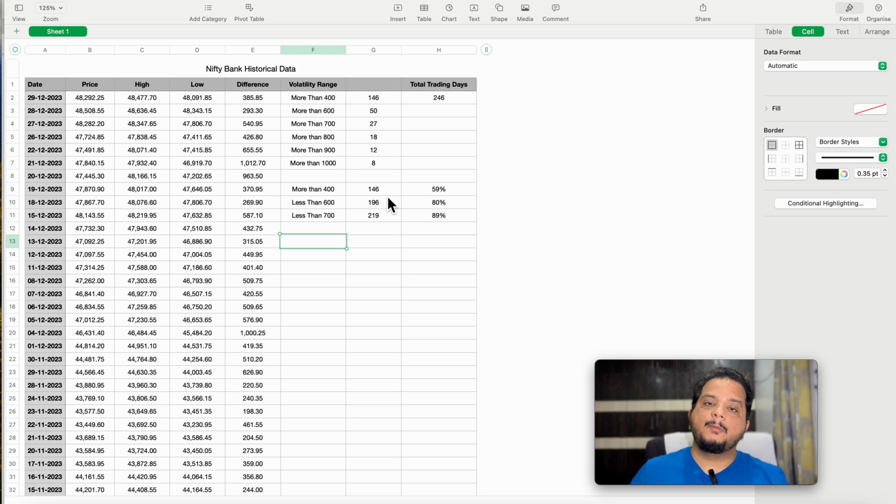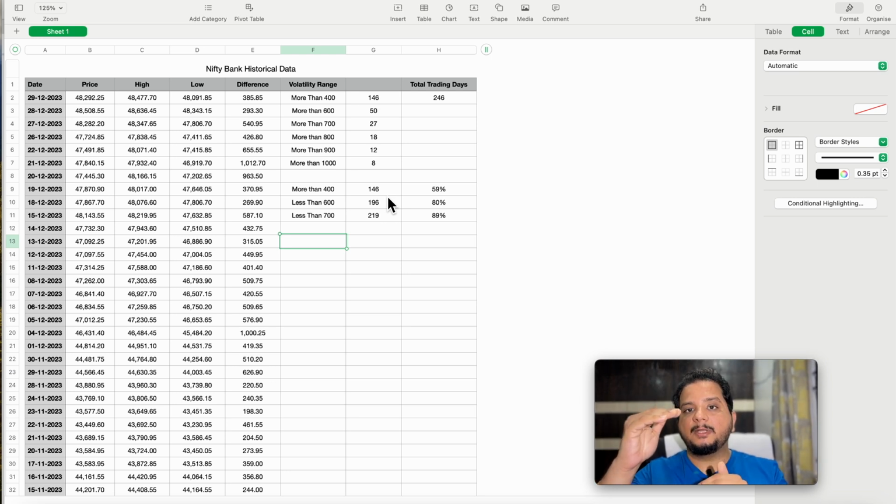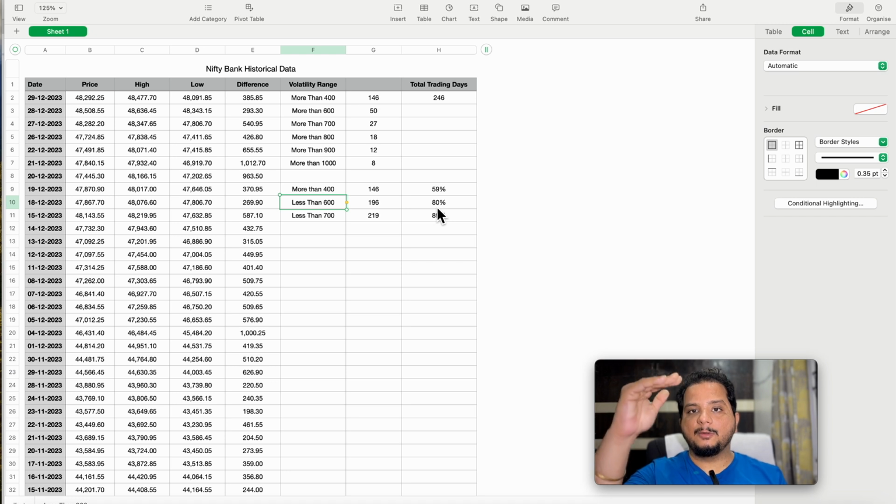Closing can be anything, but the volatility 60% of the time will range at a minimum of 400 points, and less than 600 points is 80%. I know that 8 out of 10 times my Bank Nifty will not go beyond this 600 volatility range, because if I take 700 points as the volatility range, then that happens to be 90%. Below 700 points, it will be 90%.